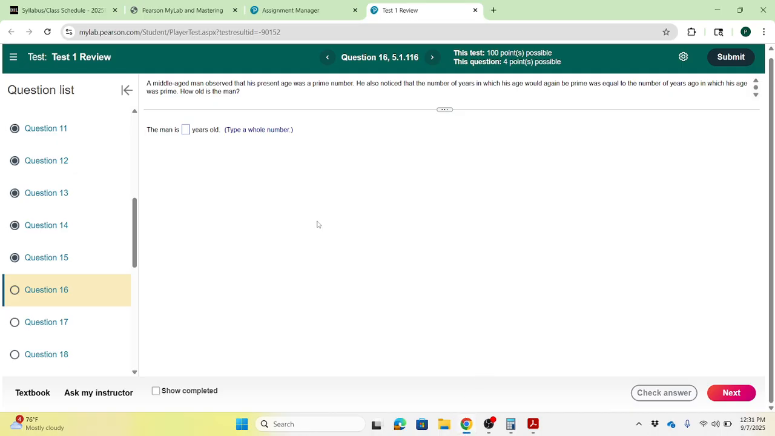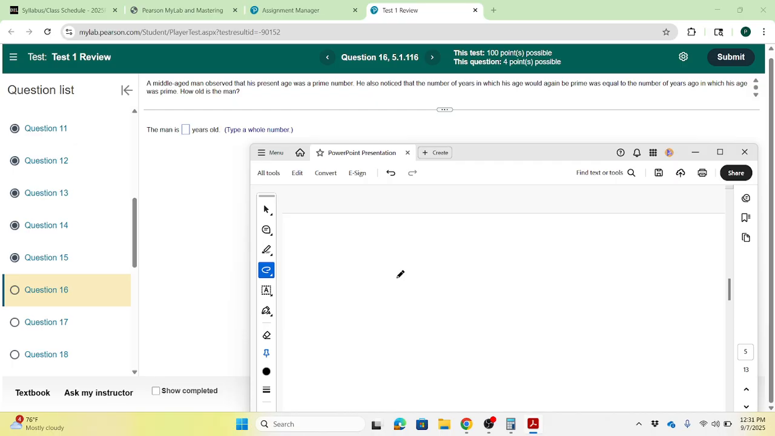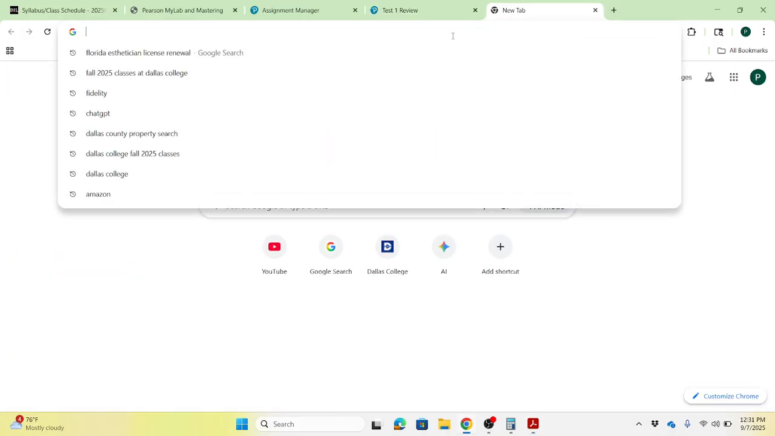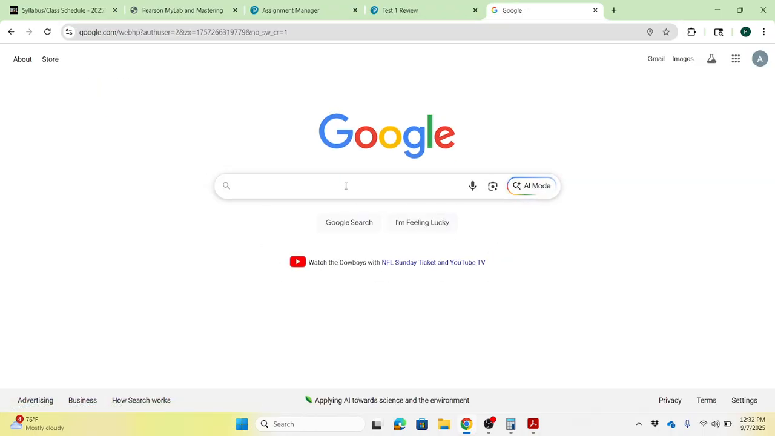Okay, so this question needs a little bit of thinking, problem solving. Here it says the middle-aged man. So first of all, middle-aged could be any age between 40 to 65. So we are looking for a prime number between 40 to 65. There are a bunch of prime numbers between 40 to 65. I'm going to find out the prime numbers between 40 to 60.